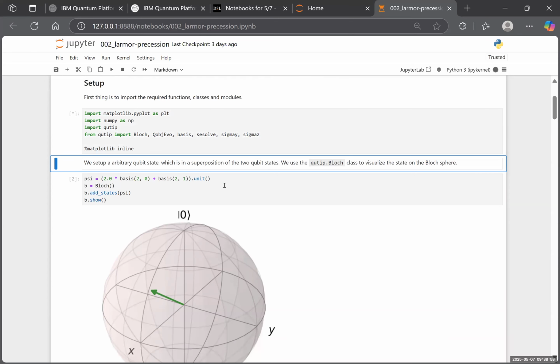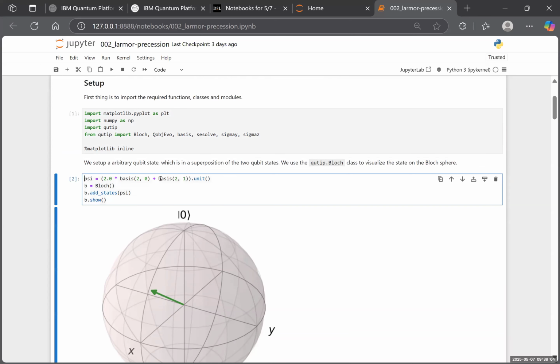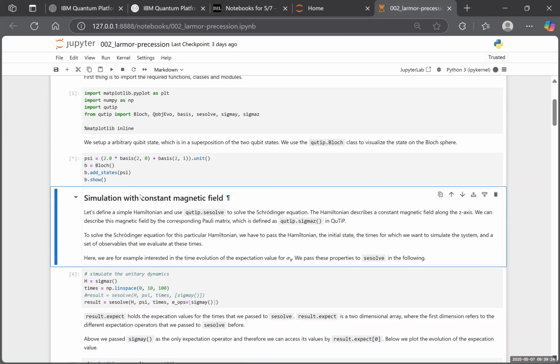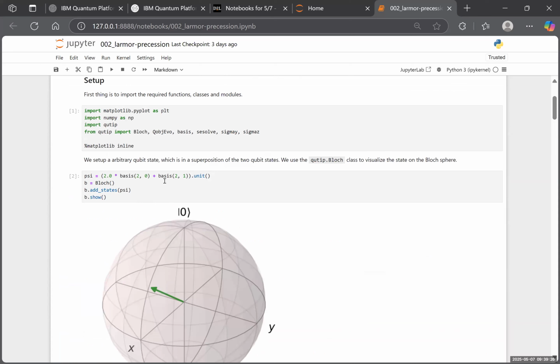So we have seen how to make a Bloch sphere. So this is a wave function, 2-level, and I guess the unit is probably to make the norm to be 1. Okay, you have Bloch, and then add states, and then show that.